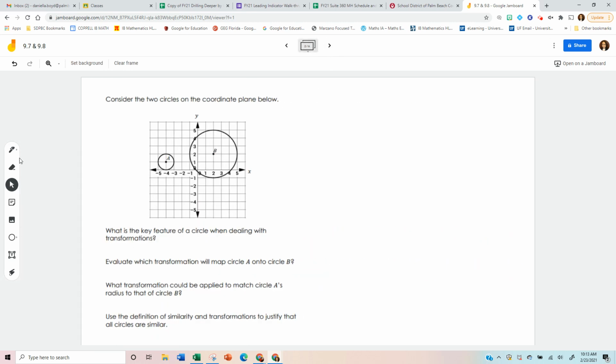So we're going to consider the two circles that we see on the coordinate plane below. I see circle A and I see circle B, and hopefully you see the same. So we already talked about this. What is the key feature of a circle when dealing with transformations? That would be the radius. Sorry for my horrible writing. So the radius tells us where the transformations go, and also the circle center. Evaluate which transformation will map A onto B.